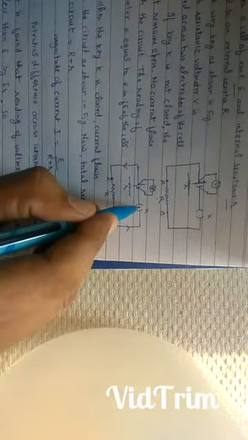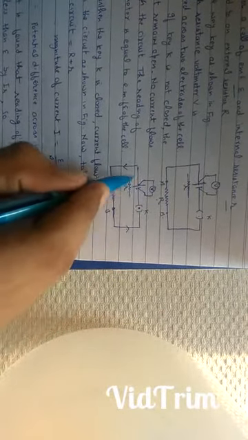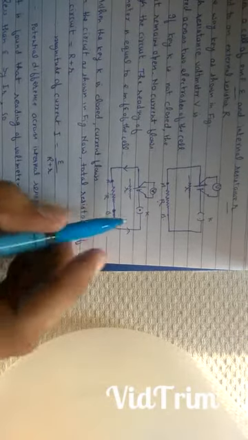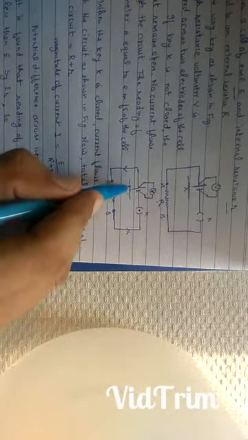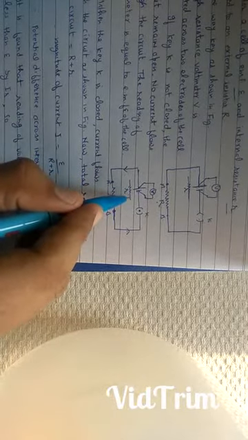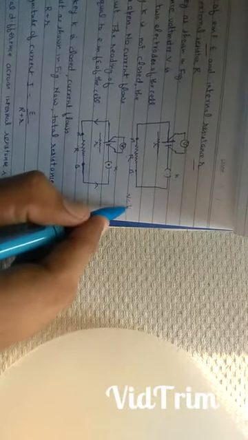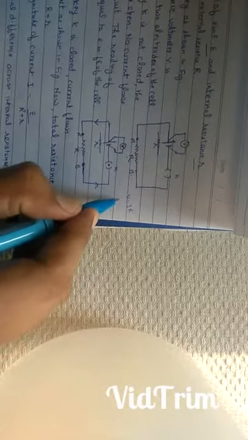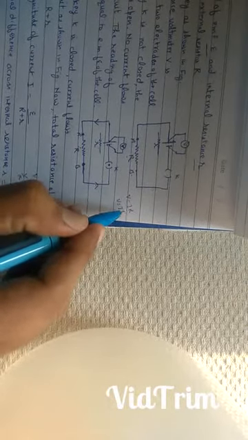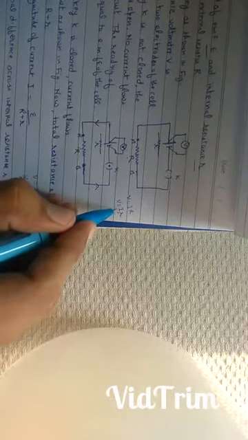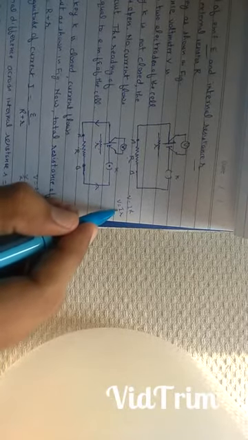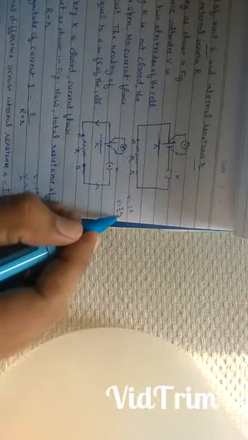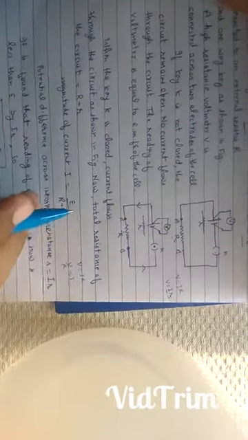When the key K is closed, current flows through the circuit. Therefore, there will be a potential drop across the internal resistance due to current, because potential drop is given by V is equal to IR. Current flowing is I, and the potential drop across internal resistance will be V is equal to I into r, where I is the current, r is the internal resistance.